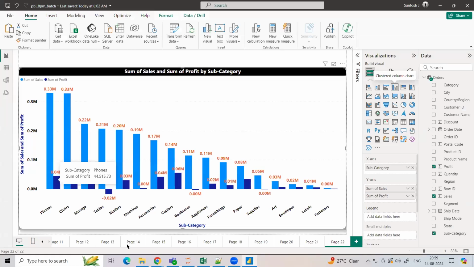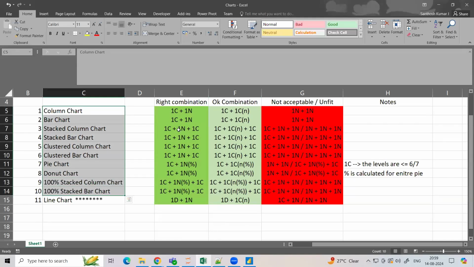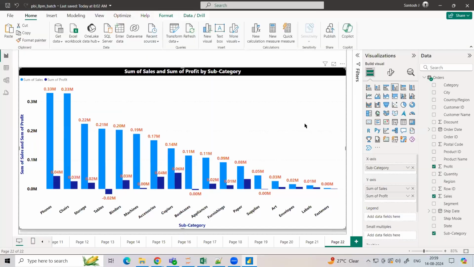In case you want to analyze both sales and profit, none of the charts are available for you because all of these focus on only one numerical. It cannot have two numerical. No chart supports two numerical, correct? But what if I want to understand two numerical values?